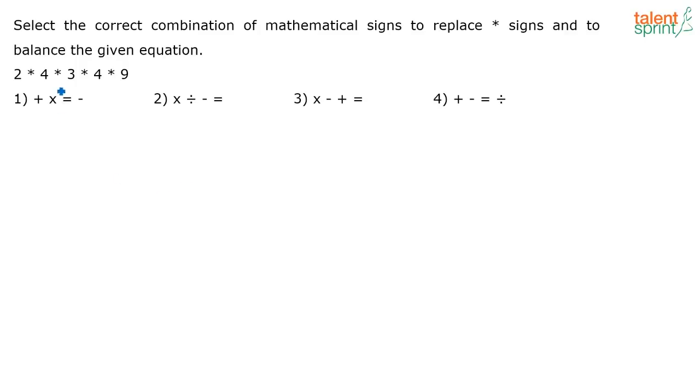So when you try that, what is the answer that you get? Option 3. Yes. So option 3 is your correct answer, that is 2 into 4 minus 3 plus 4 is equal to 9. Yeah, 8 minus 5 plus 4 is 9. So option 3 is your correct answer. You can check with the other options also. This would be the only correct option.